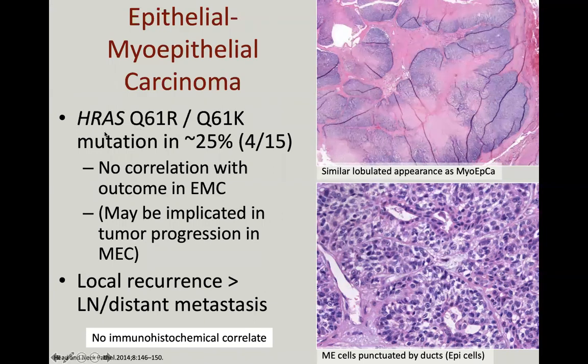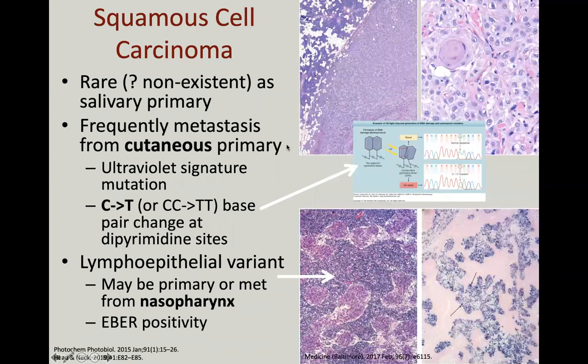Just as a reminder, HRAS mutation in a number of these tumors. Okay. The last word on squamous cell carcinoma. Generally, you're going to find these in the parotid. Generally, they're going to be metastases from the skin, and you can prove it by having a UV signature with a C to T or a CC to TT base pair change.